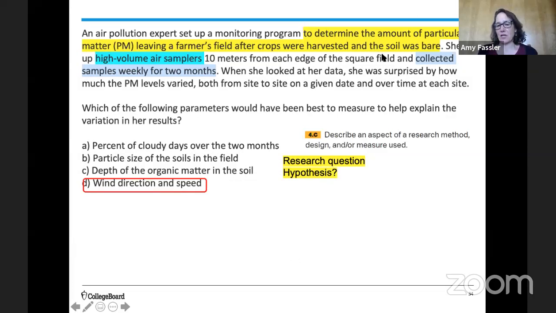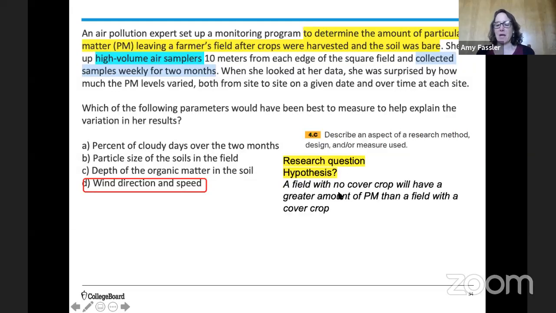And I'm really focusing in on, she wants to look at the particulate matter level after crops were harvested and the soil was bare. So my hypothesis might be that the field with no cover would have a greater amount of particulate matter than a field that had a cover crop left on it. There'd be less wind erosion and that soil blowing around. The measure that she used, she took air samples, high volumes of air samples. The research method that she used, she collected samples weekly for 2 months. So she had some specific parameters.